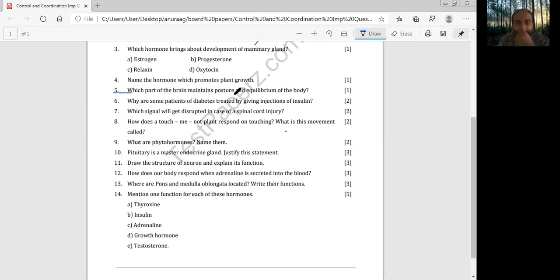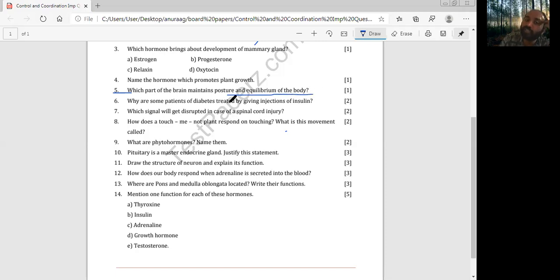Which part of the brain maintains posture and equilibrium of the body? Do you remember that I told you, to play football you need proper control and coordination, proper posture and equilibrium, isn't it? So definitely there's a football-like structure inside your brain, nothing but the cerebellum. Which part of the brain maintains posture and equilibrium of the body? Cerebellum. Okay, moving on to the next question.